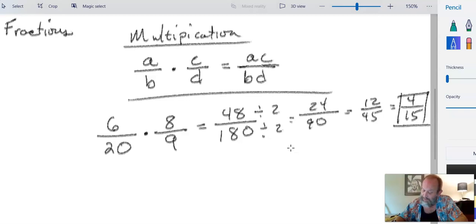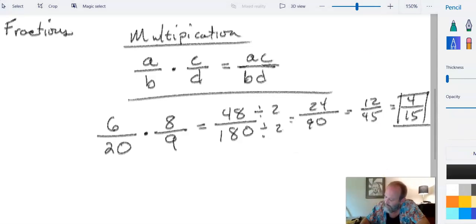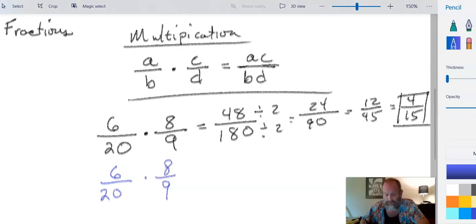Okay, so you notice I had to reduce at the end. Now, there's another way to do this. And I'm just going to rewrite this problem. Okay, so let's look at 6/20 again times 8/9. So we've already seen it with the multiply straight across thing.